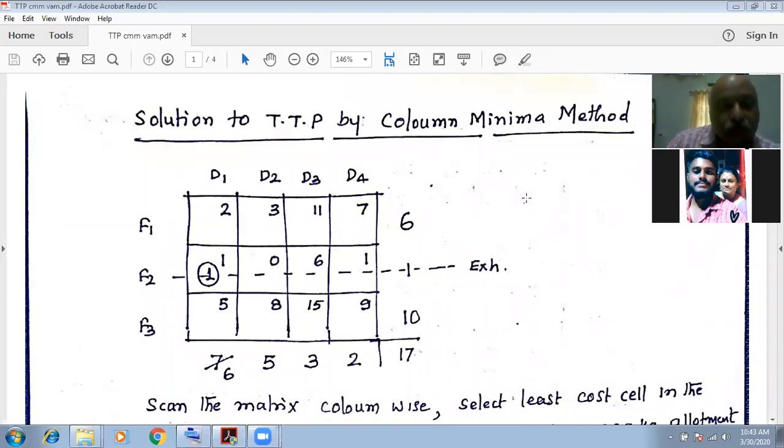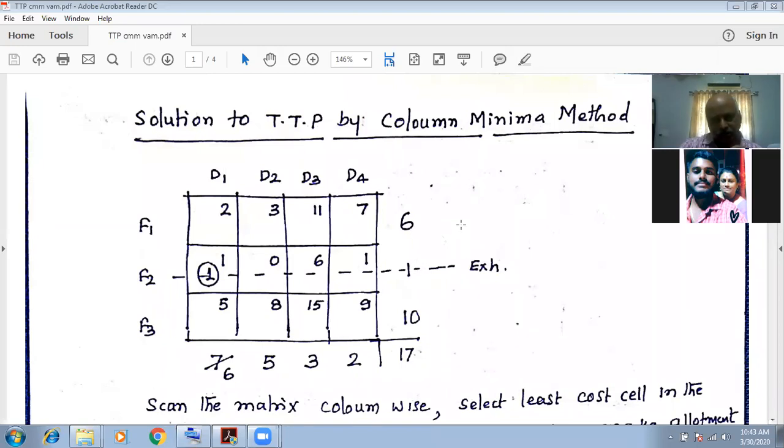Now we are left with 2 more different methods, that is column minima method and Vogel's approximation method, to find the feasible solution. I don't say these solutions are optimum solutions. Let us try to optimize these solutions later on by different methods. First, let us understand which method gives a better solution by solving the same problem. So we were discussing a 3 factory and 4 showroom problem.